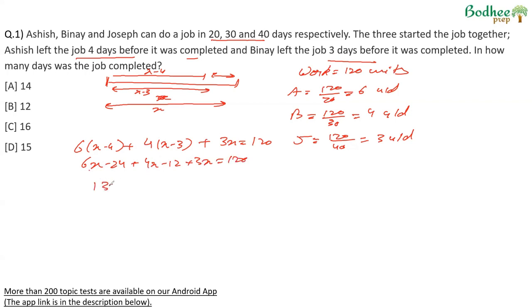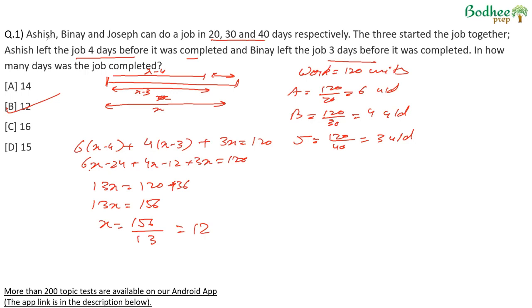6, 10, 3: 13x is equal to 120 plus 36, not minus 36, so 13x is equal to 156. Now it makes sense. And therefore x is equal to 156 by 13. So the value of x will come out to 12. Hence the answer becomes 12.